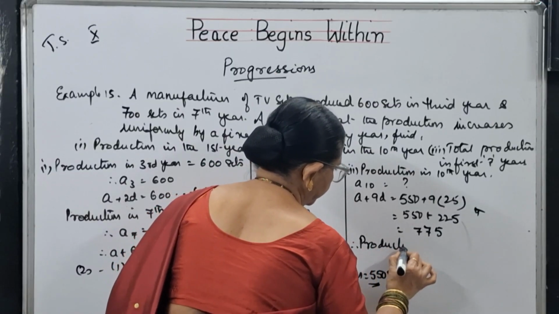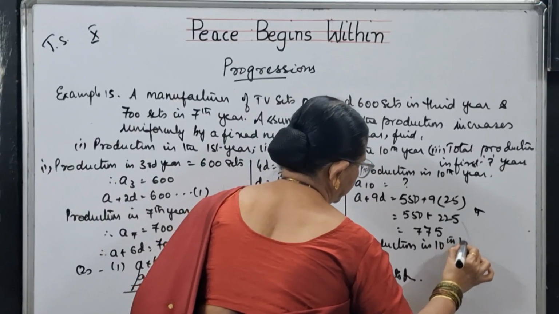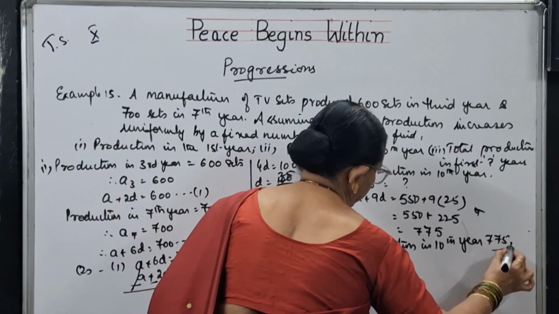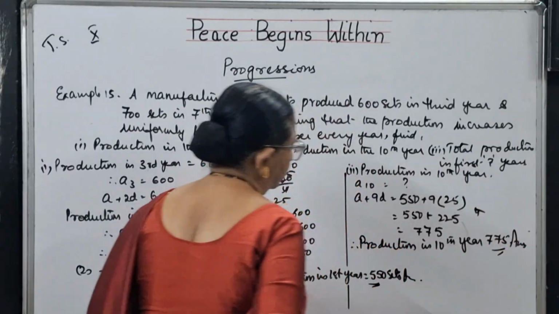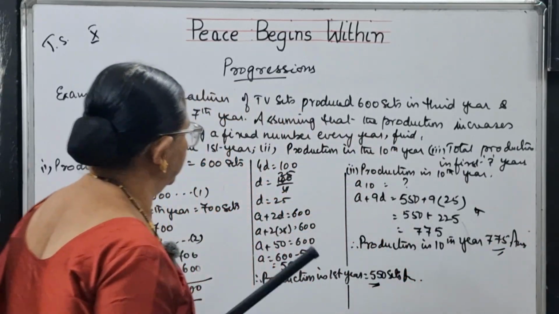So therefore, production in 10th year is equal to 775. This is the answer. I have the third bit to do, children. After you copy it, I'll do the third bit.